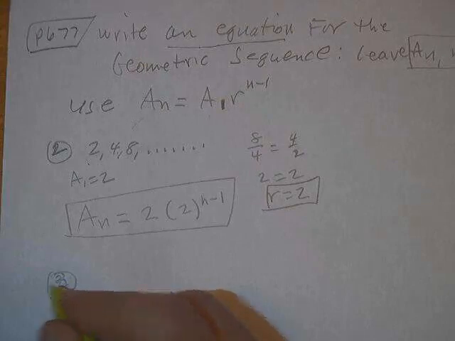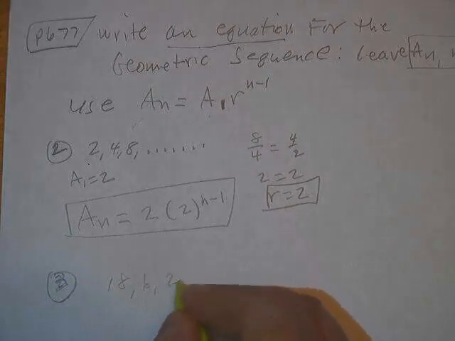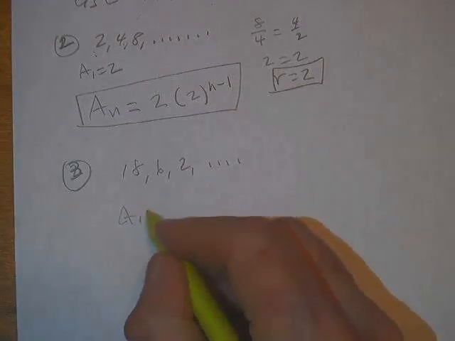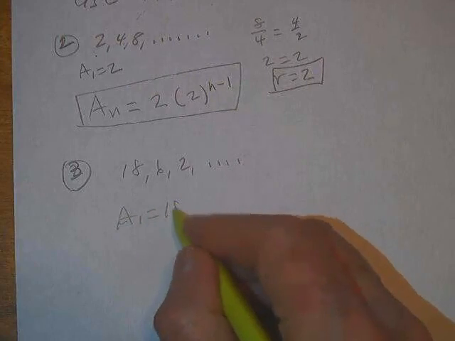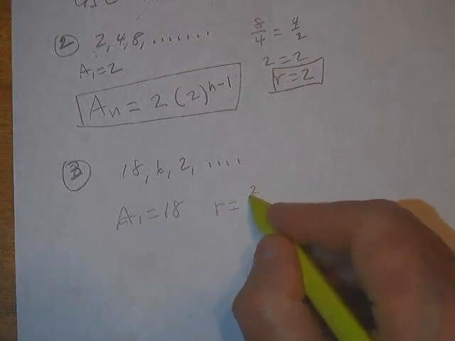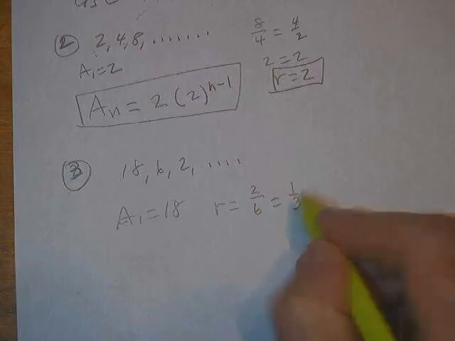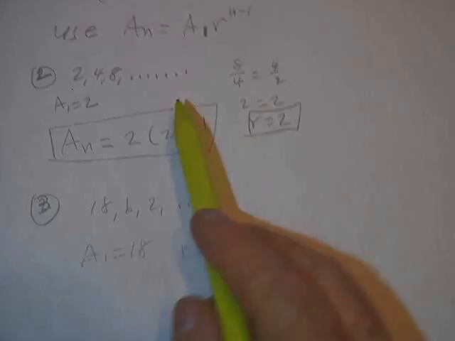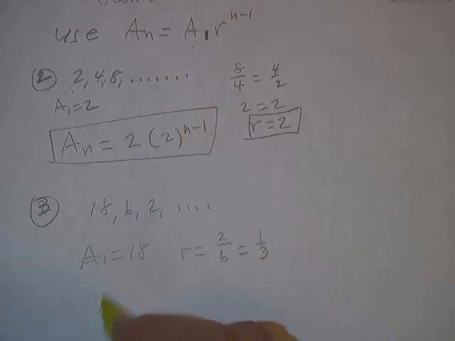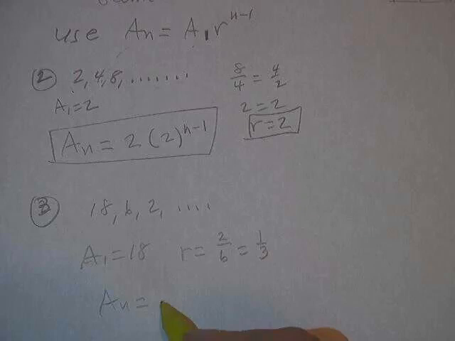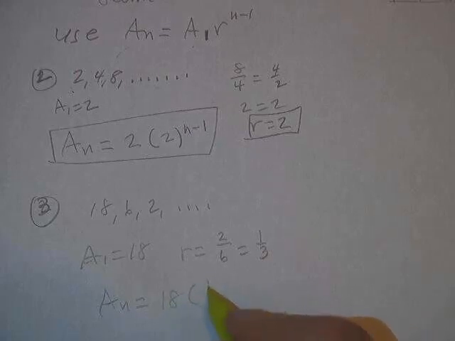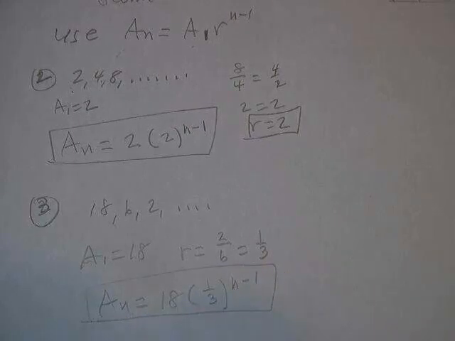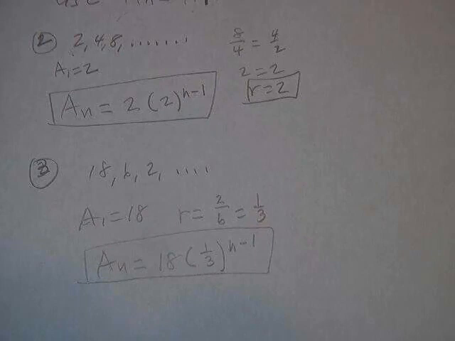Let's go get 3: 18, 6, and 2. So notice the first term is 18. And the common ratio is take a term and divide by what's in front of it. The ratio is a third. Use the same formula right there. And let's say the nth term, the first term, the common ratio, and n minus 1, and I'm done. So there's number 3.